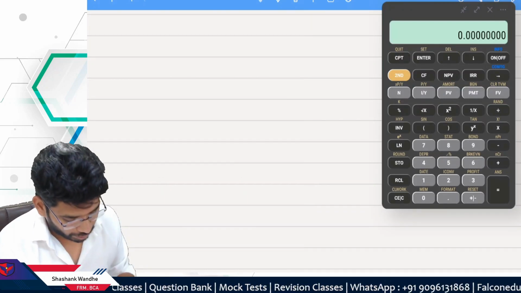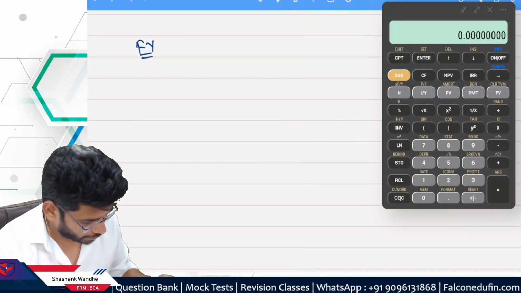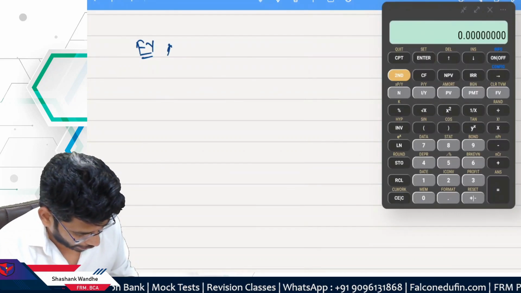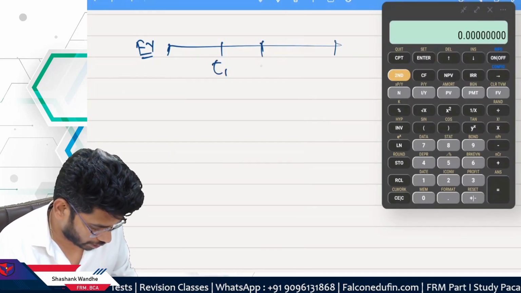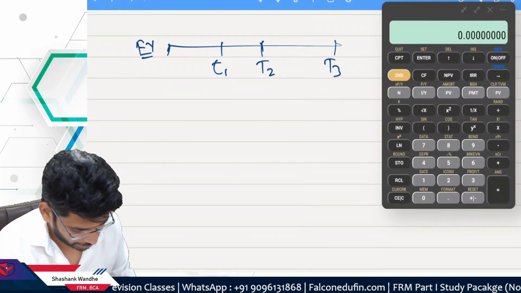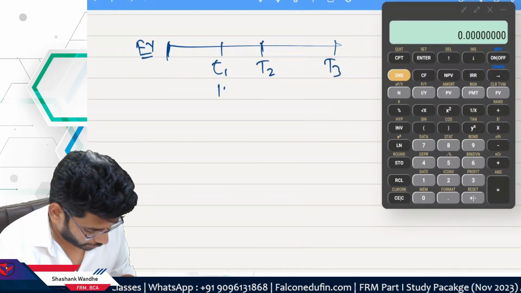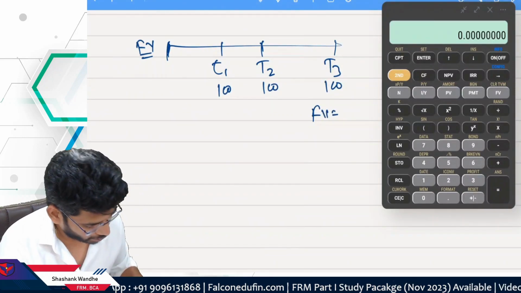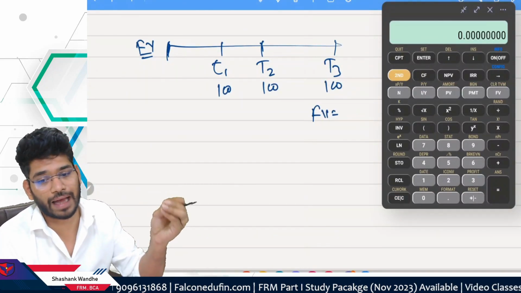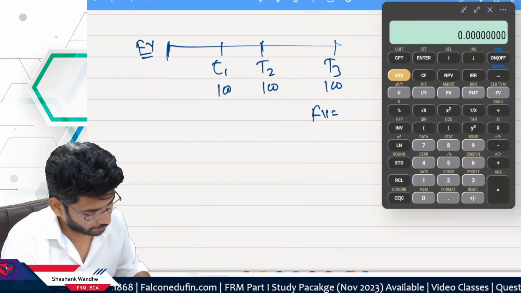the future value calculation. So if you want to calculate the future value in the same case, and again we have cash flow like this. Okay, let's take the 3 years. So T1, T2, T3, and here we have 100, 100, 100, and we want to calculate the future value at this particular point. So you don't have to worry about it. This particular FV function will give you this value.